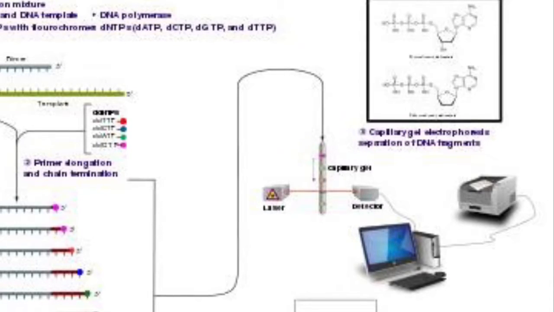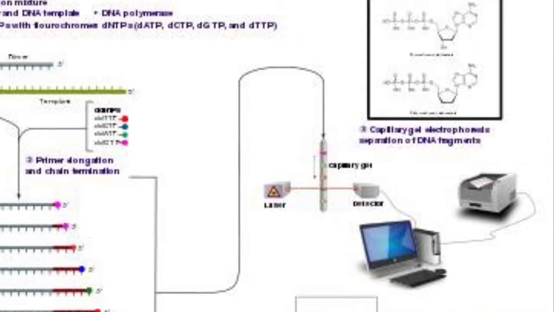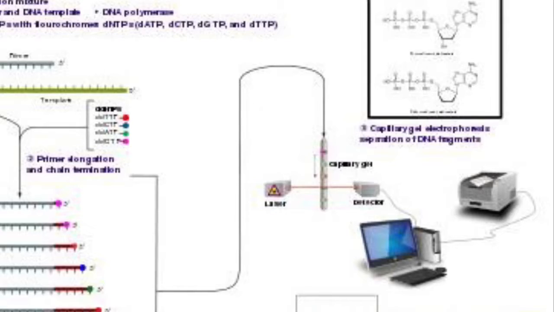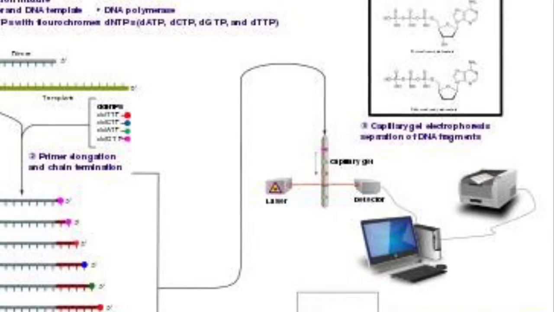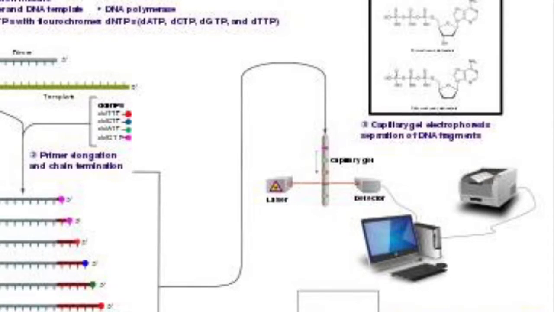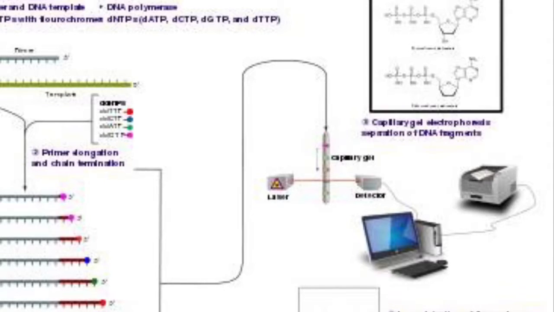And what do you need? DNA polymerase, a primer, the 4 nucleotides, DNA template, plus a unique ingredient: the dideoxy nucleotides. They don't have a hydroxyl group, which doesn't allow another strand to join.